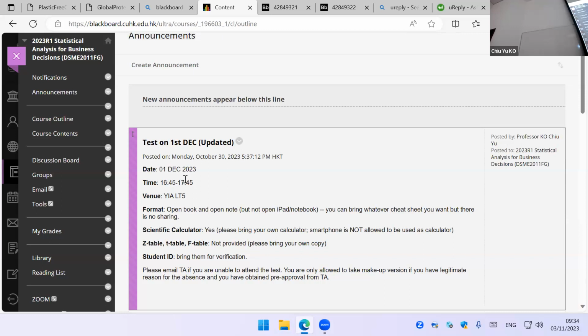You bring your own. And then make sure you have your student ID to check, to make sure that you're the one who takes the exam. So if you cannot take the exam, let us know. If you have a valid reason, we will allow you to take the makeup. But in most cases, there shouldn't be a makeup unless you have a valid reason for the absence.